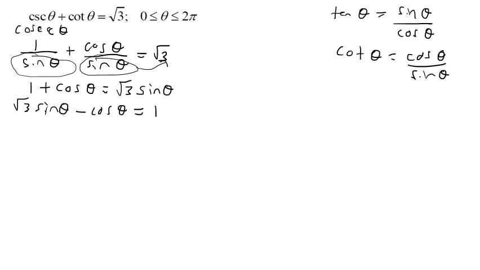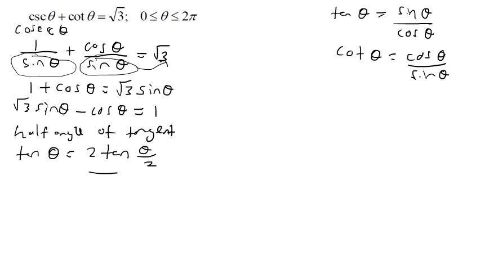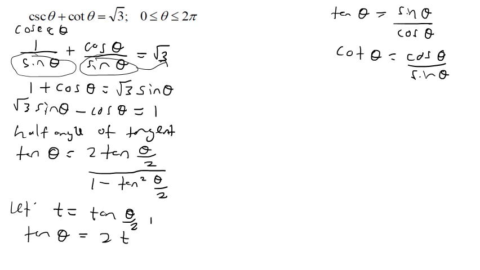So t-substitution is basically from the half angle formula of tangent, where tangent theta equals to tangent theta over 2 over 1 minus tangent squared theta over 2. So here t-substitution means we let t equal tangent theta over 2. So the formula now, tangent theta equals to 2t over 1 minus t squared.